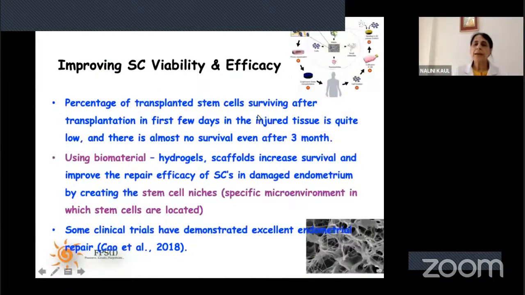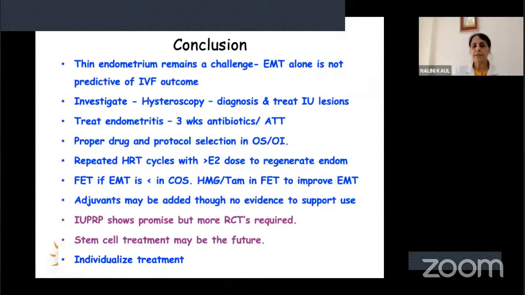How do we improve the viability and efficacy of these cells? Because when you put in the stem cells, materials like hydrogels and scaffolds create the stem cell niche, and allow for better efficacy and viability of these cells. These have been used, and hopefully we should hear more of this in future.